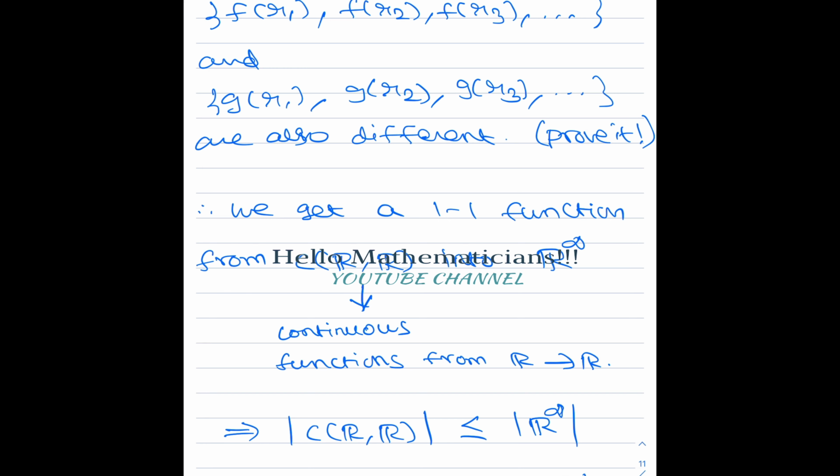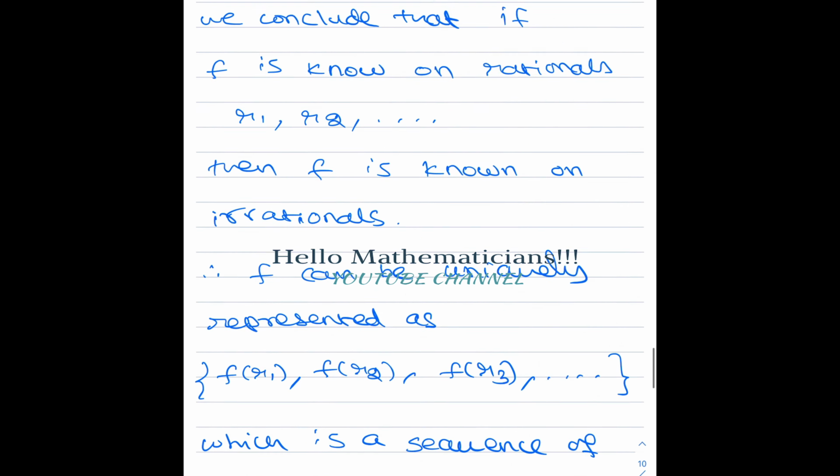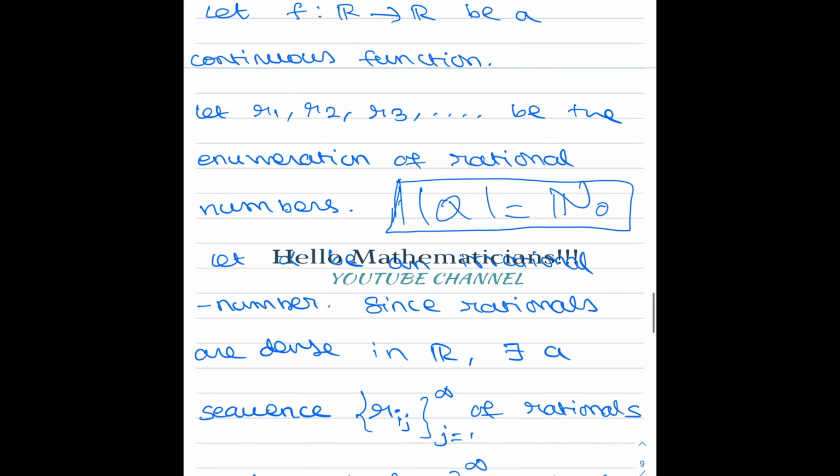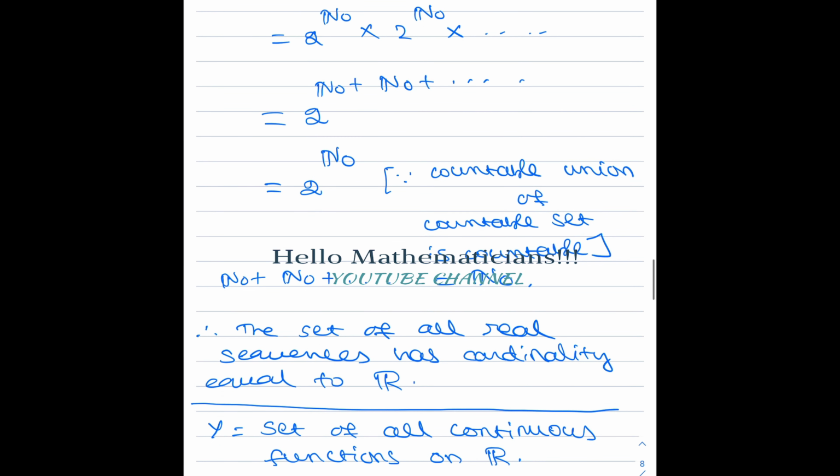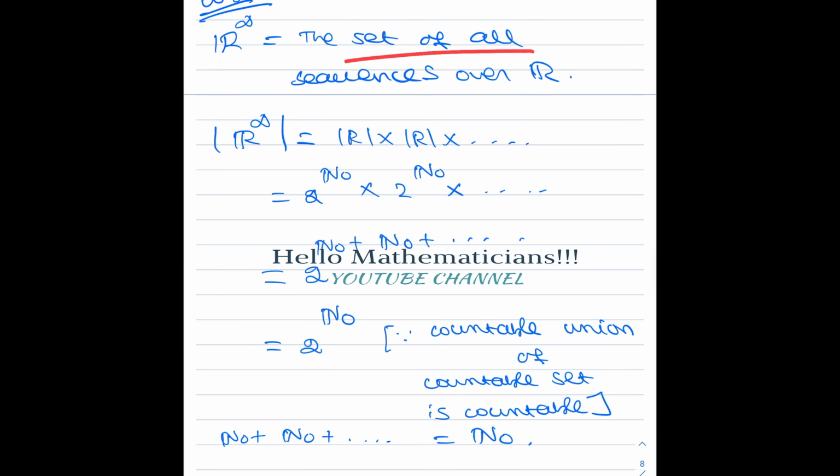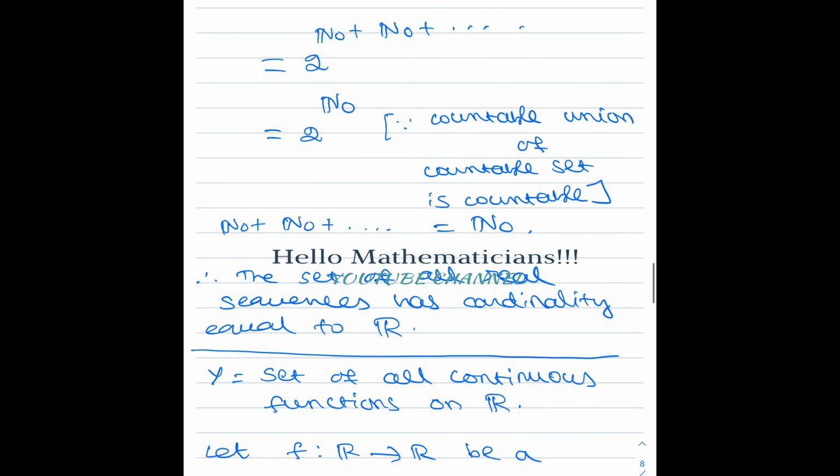The real sequence is denoted by R power infinity. We just saw that R power infinity has cardinality same as R. So remember that here we proved that the set of all sequences over R has cardinality 2 power aleph naught, which is the cardinality of R.